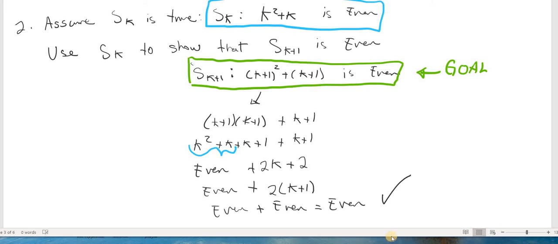So it's a true statement. So you're using SK to show that SK plus 1 is even. And I know it's a little tricky, but that's the way it works. So that means that this is going to take practice. So I'm going to do another one for you.